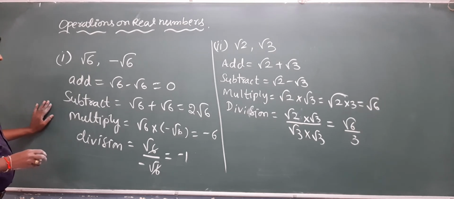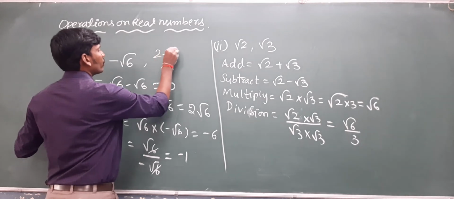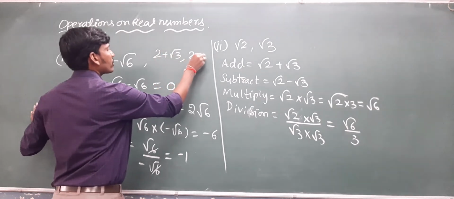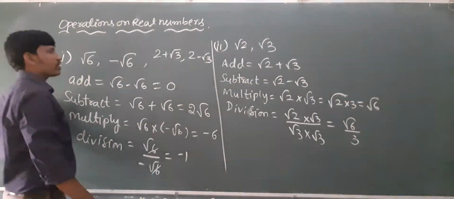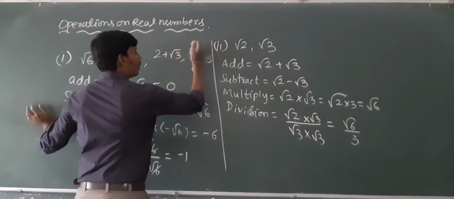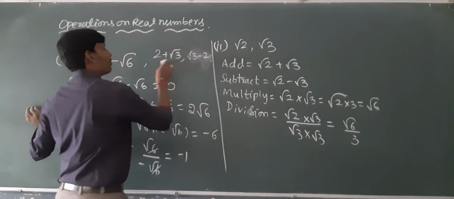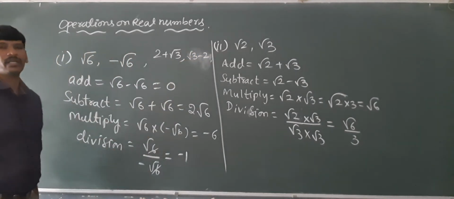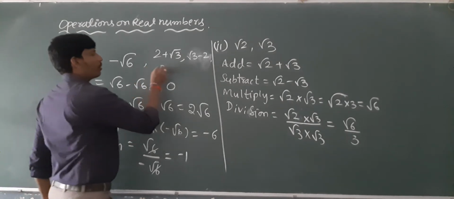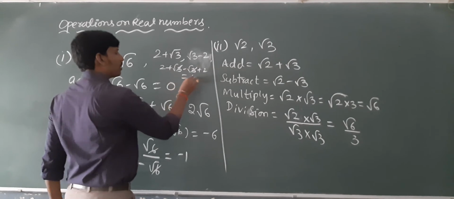Let us take, suppose, 2 plus root 3 and 2 minus root 3. When we subtract these two, 2 plus root 3 and root 3 minus 2, I am going to take that is root 3 minus 2. When we subtract these two, what are you going to get here? You will get 2 plus root 3 minus root 3 plus 2. So this will cancel, 4 we got.